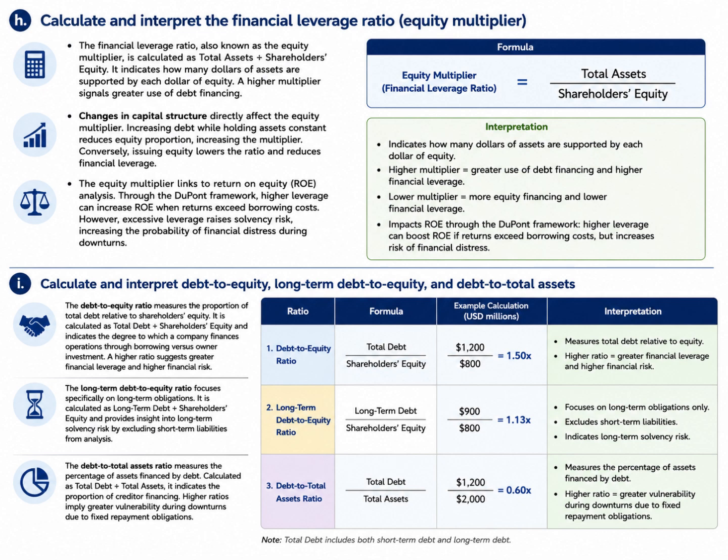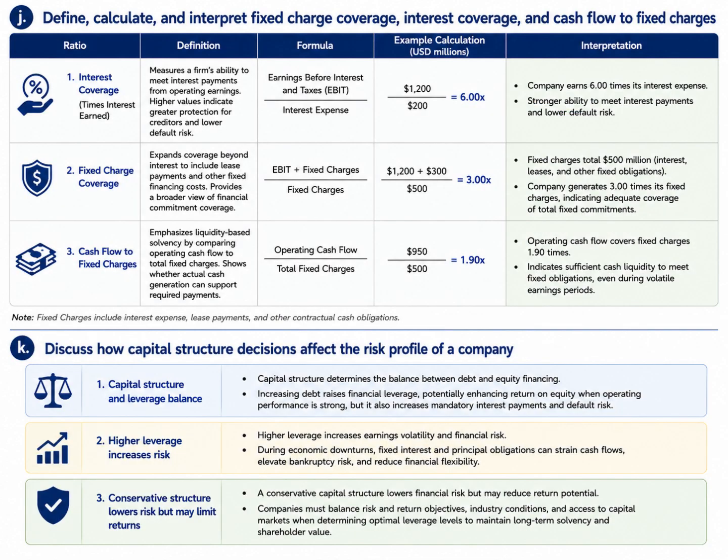Calculated as total debt divided by total assets, it indicates the proportion of creditor financing. Higher ratios imply greater vulnerability during downturns due to fixed repayment obligations. J. Define, calculate, and interpret fixed charge coverage, interest coverage, and cash flow to fixed charges.